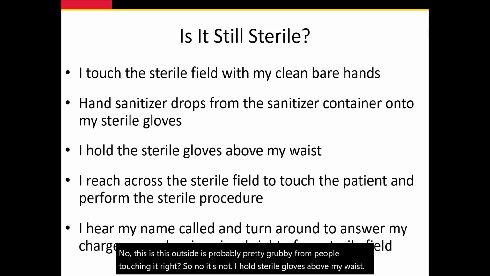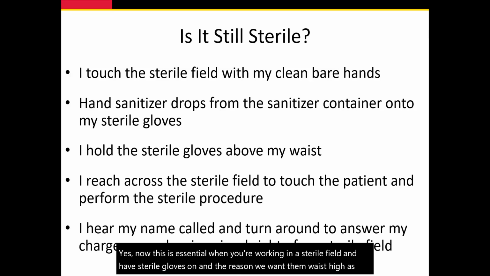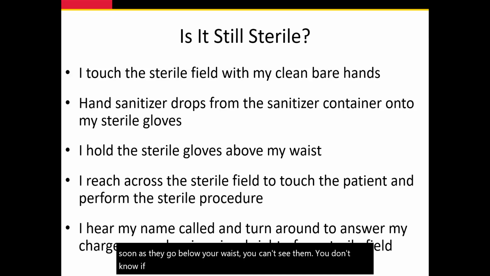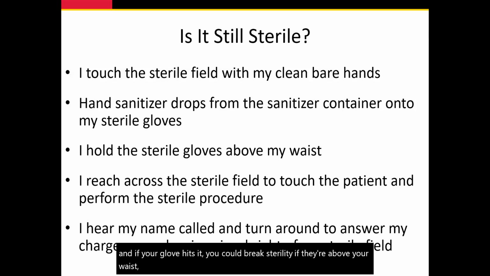I hold sterile gloves above my waist. Yes. Now, this is essential when you're working in a sterile field and have sterile gloves on. And the reason we want them waist high, as soon as they go below your waist, you can't see them. You don't know if you accidentally knocked your uniform, you knocked a bed, you hit the bedside stand, and if your glove hits it, you could break sterility. If they're above your waist, they're in your field of vision so that you won't break sterility.